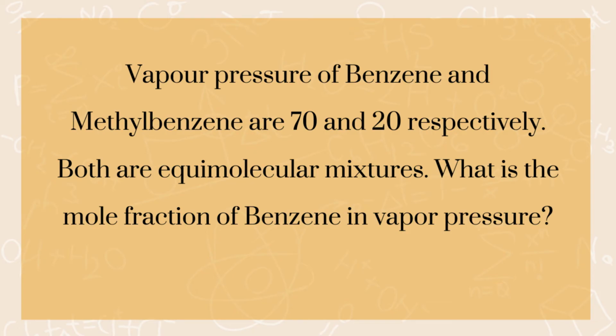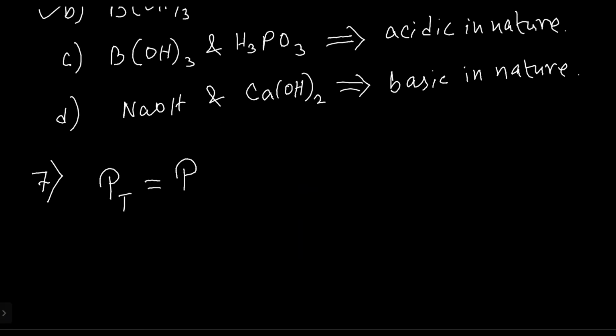Next, this is a very important question. Vapor pressure of benzene and methyl benzene are 70 and 20 respectively. Both are in an equimolecular mixture. What is the mole fraction of benzene in vapor phase? Okay. So for that, you need to know about the total pressure. That is, total pressure is equal to pressure of benzene into its mole fraction plus pressure of methyl benzene, I'm abbreviating as MB, into mole fraction of methyl benzene.